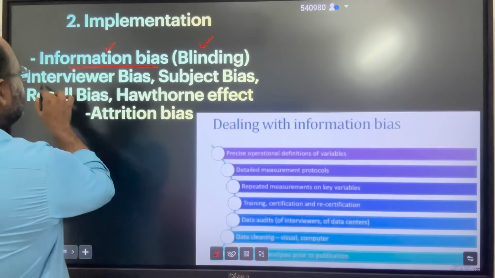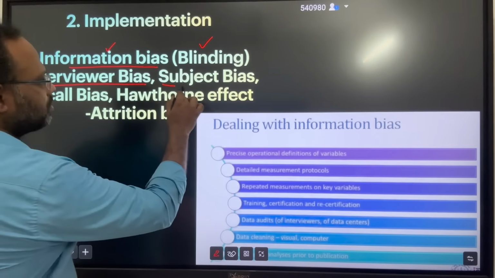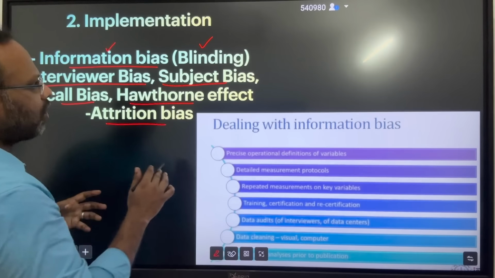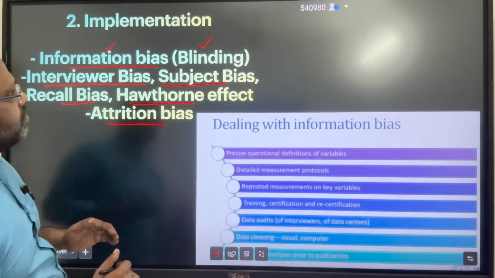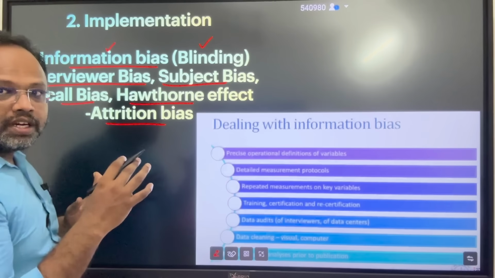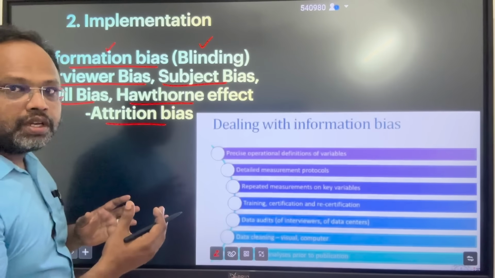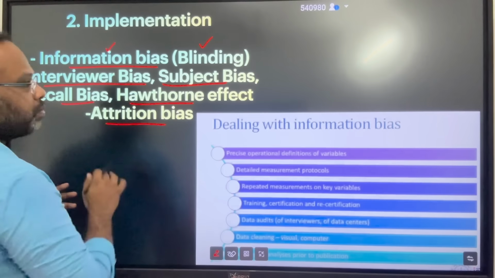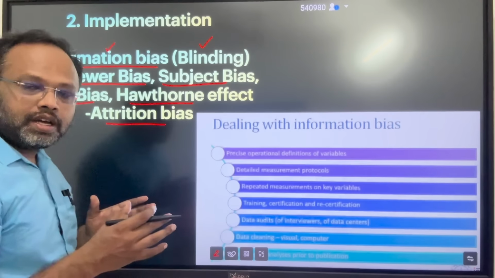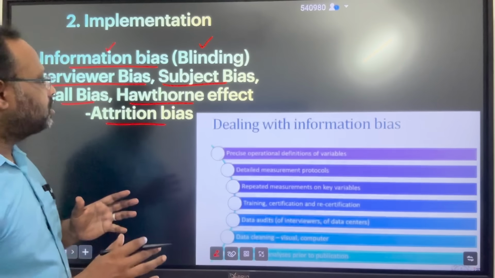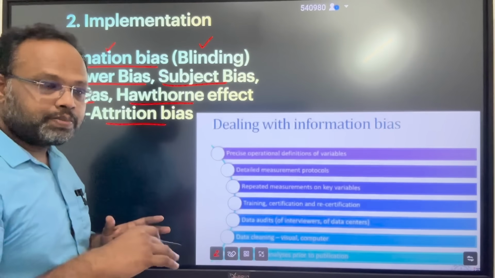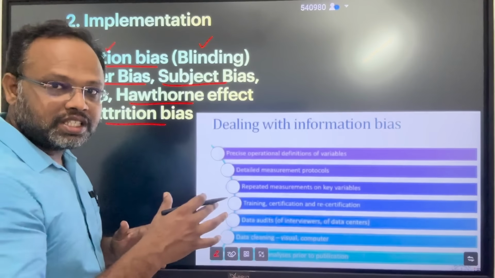There may be interviewer bias, subject bias, recall bias, Hawthorne bias, and attrition bias, all of which can occur during the implementation phase. Information bias, as I mentioned, is a bias with differential information between the study and control groups. With interviewer bias, if the interviewer knows the study group and control group, there may be a systematic deviation of results. And we have subject bias: subjects may respond differentially and produce systematic errors.